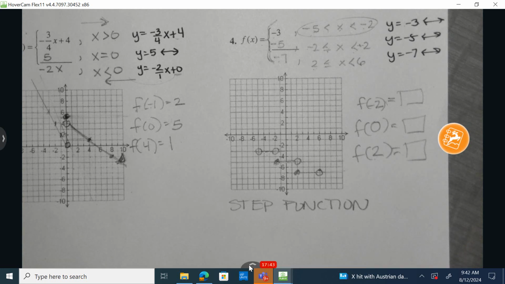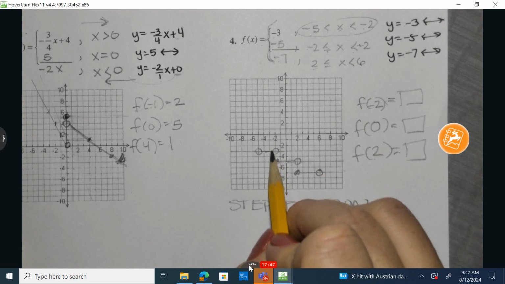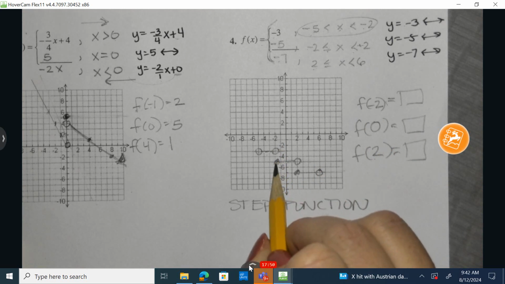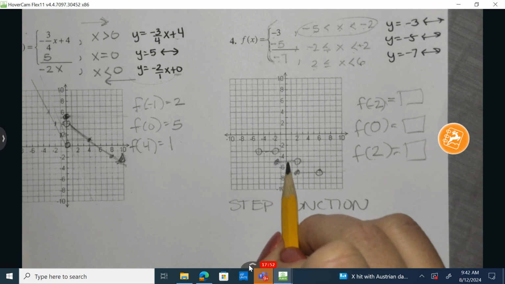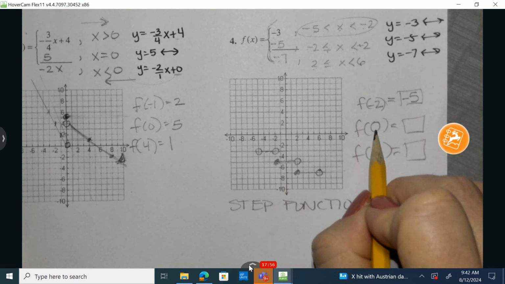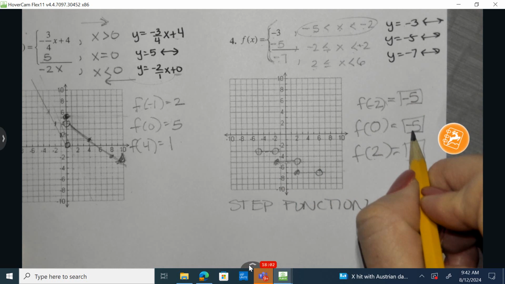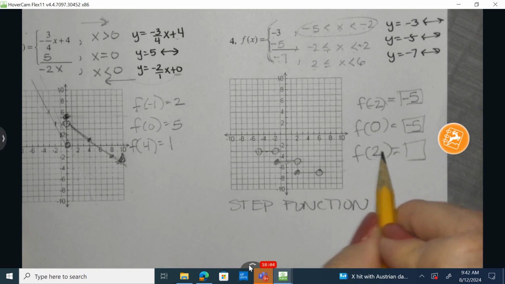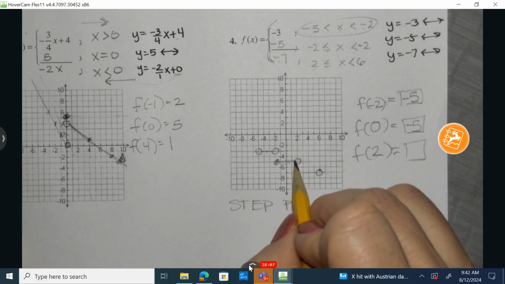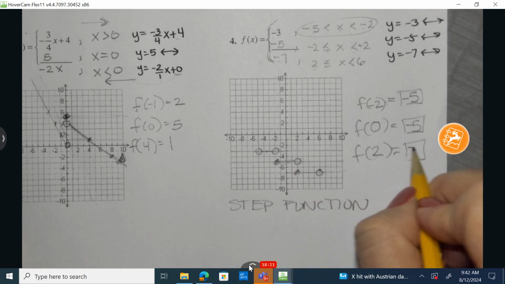If you're confused how to do this, I'm going to go to -2 on the x-axis. I do not include an open circle, only the closed circle. The closed circle has a y value of -5. I find 0 on the x-axis. Here's where the function occurs. It has a y value of -5. I find 2 on the x-axis. Not an open circle. I'm looking for the closed circle. The closed circle has a y value of -7.